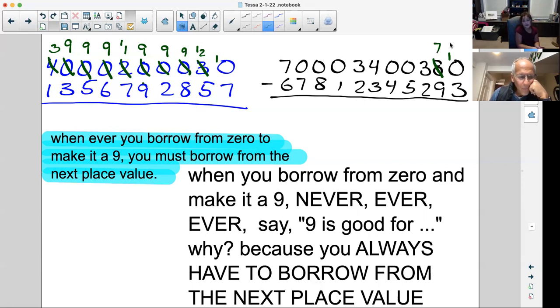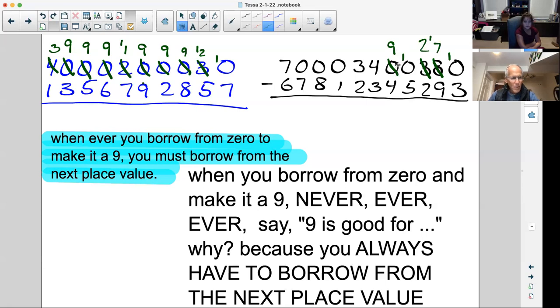And then 7 is too small for 9, so we make it into a 17. And then we borrowed that from the 3, and the 3 becomes a 2. 2 is perfect for 2. And then 0 is too small for 5, so we make it into a 10. And then the other 0, we borrowed that from the other 0, which becomes a 9.